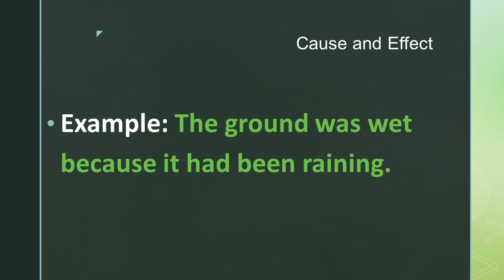Cause and effect. Look at this example. The ground was wet because it had been raining. In this sentence, the use of the past perfect continuous explains the cause, which is continuous rain, and the effect, which was the wet ground.